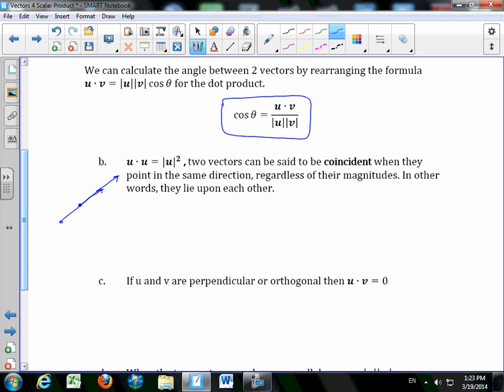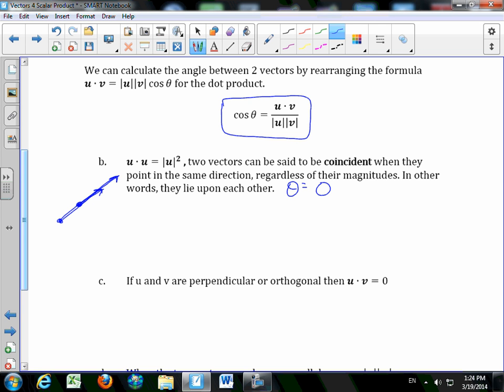Now, basically, when you look at this, this means that they're parallel. If lines are parallel, or I guess I should refer to them as vectors, if you have two vectors that are parallel, what's the angle between them going to be? 0, right? If you look at this vector and this vector, there is no angle between them because they lie on top of one another. So your angle theta is going to equal 0.